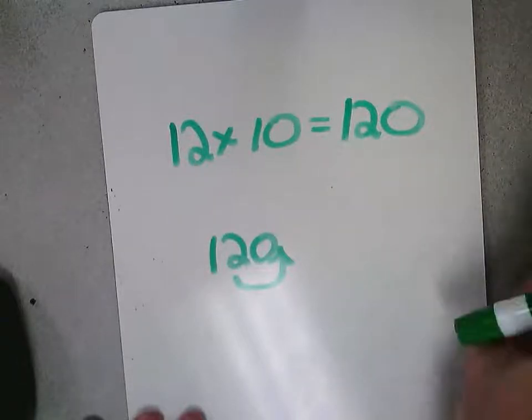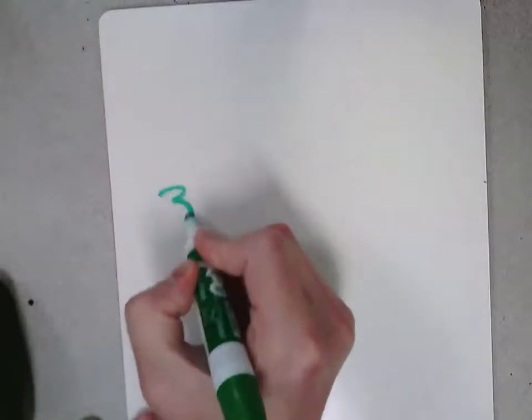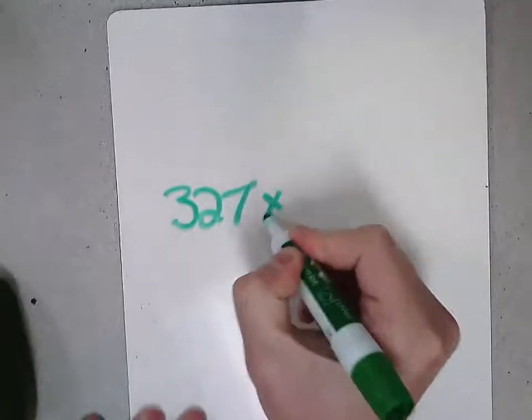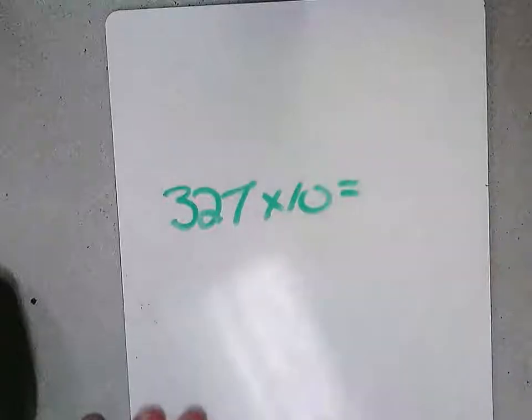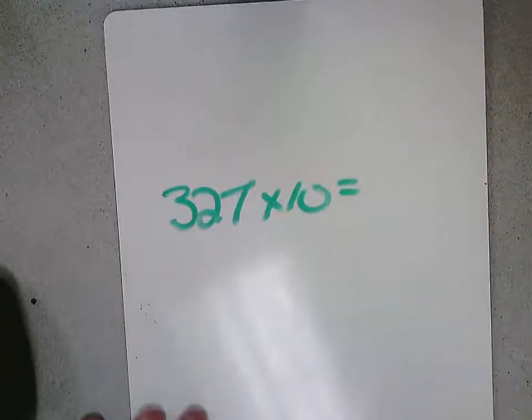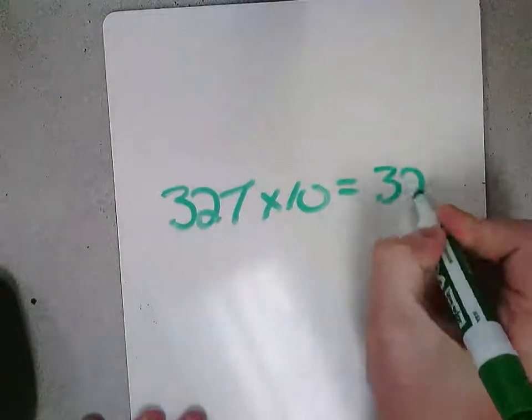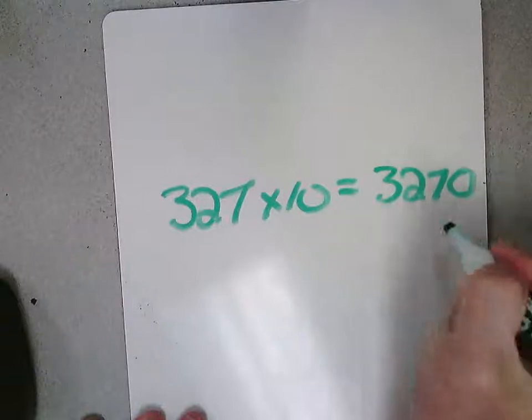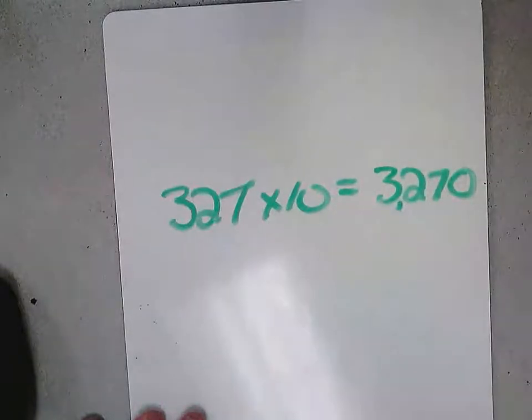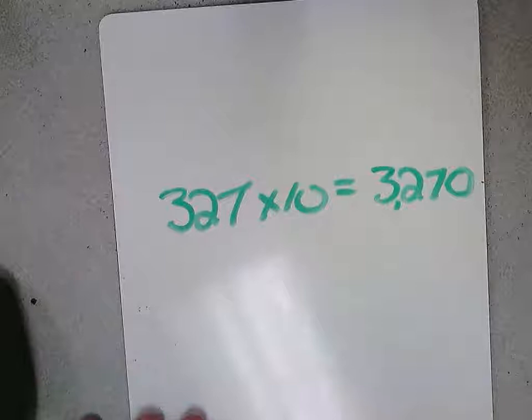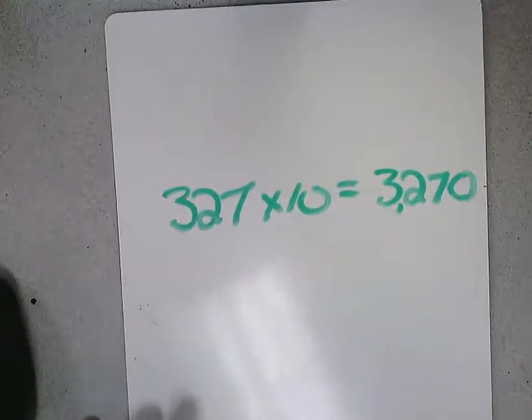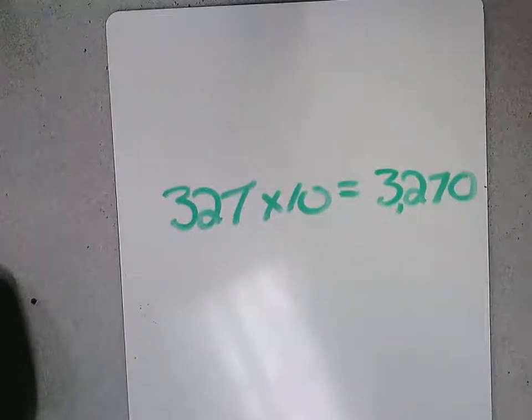Even if we had a large number and we're multiplying it by 10, let's say 327 times 10, or 327 tens, that's 3,270.